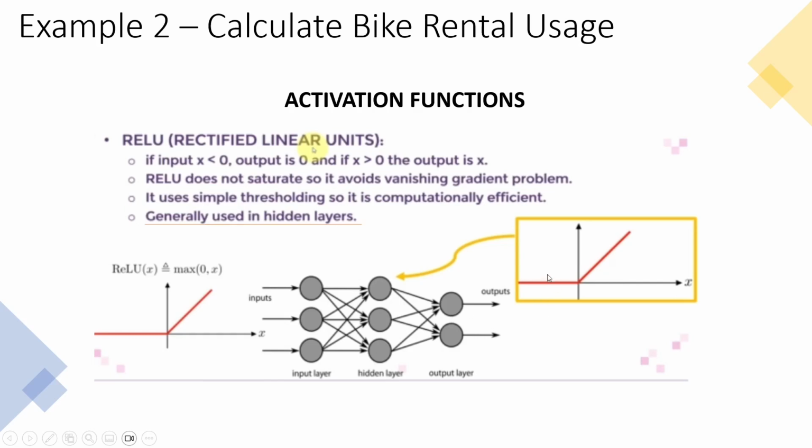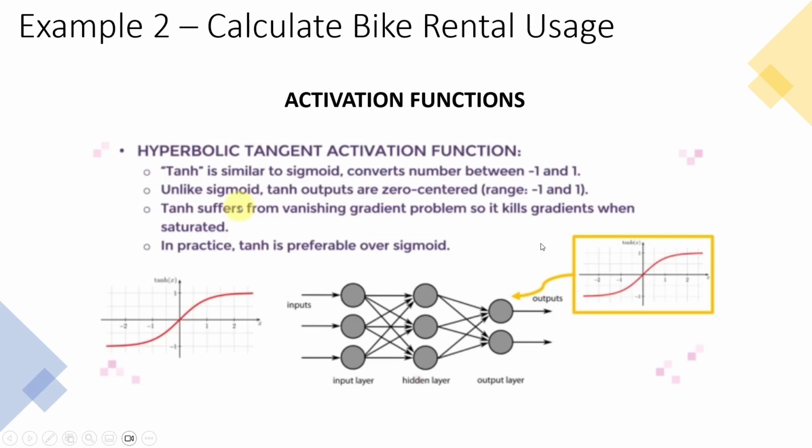So sigmoid was mapping between 0 and 1. That was an S shape. This is a weird shape which basically maps all negative values to 0 and preserves all the positive values. And hyperbolic tangent is actually quite similar to the sigmoid function, but it converts numbers between -1 and 1. In the sigmoid case, it was mapping numbers from 0 to 1. And unlike sigmoid, hyperbolic tangent outputs a zero-centered range. Okay, that's the basic difference.